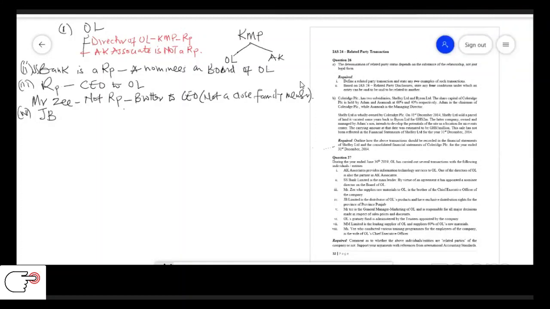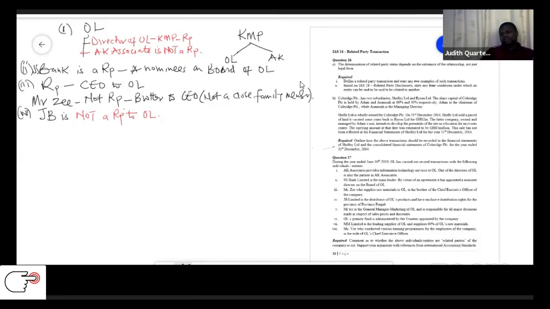JB is a related party to OL. JB is not a related party. Why? They have the exclusive right, but you don't take part in the operating and financial decisions of the entity. Until you have a representative on my board, you are not a related party. Interesting. No control, no influence. You don't have a representative on my board.